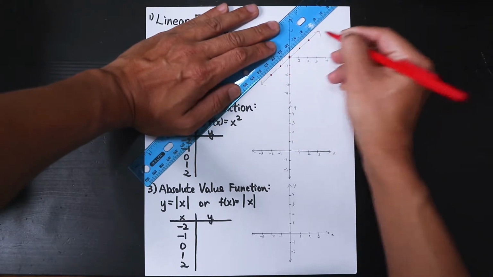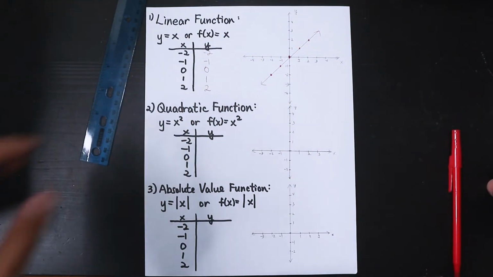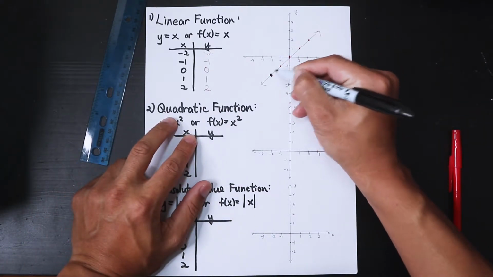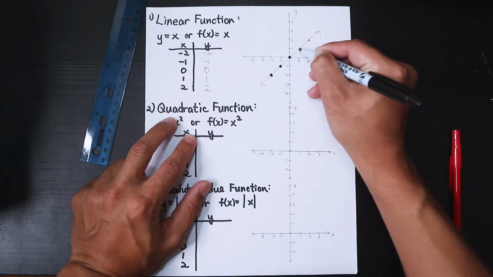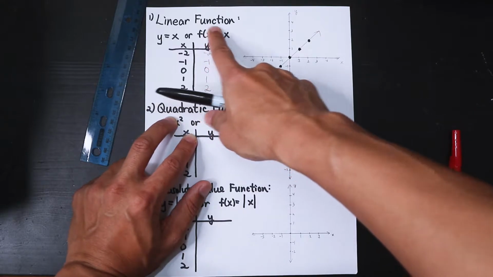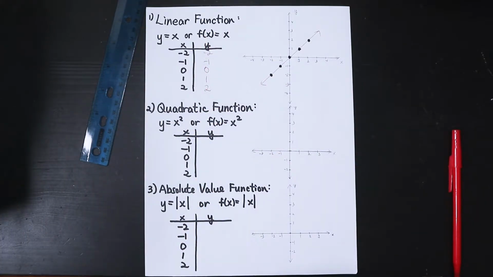And what we're going to do is highlight or make these 5 dots larger. So I'm going to use a marker. So these are the 5 dots that you kind of have to memorize for this particular parent linear function, okay? Well, let's move on to quadratics.